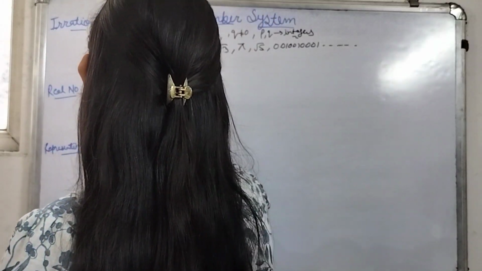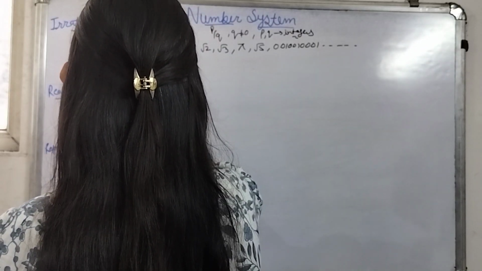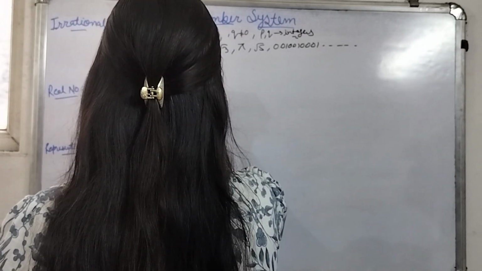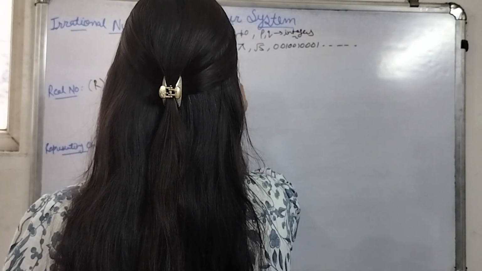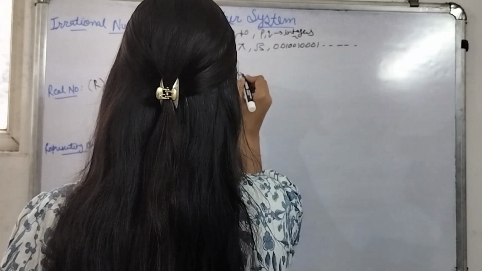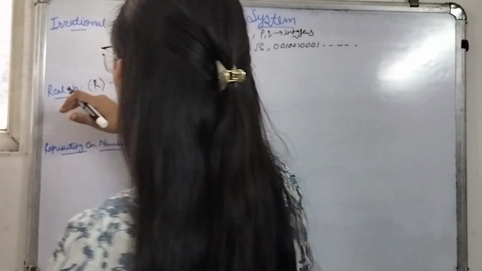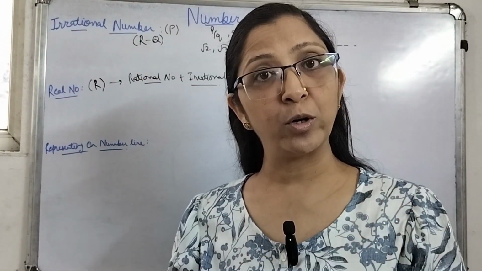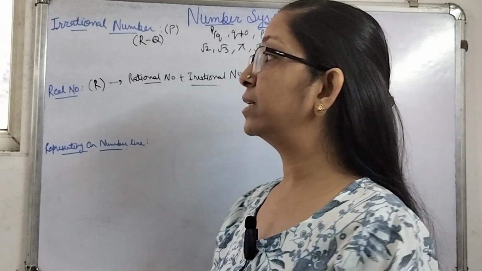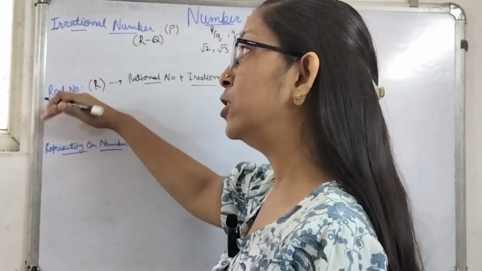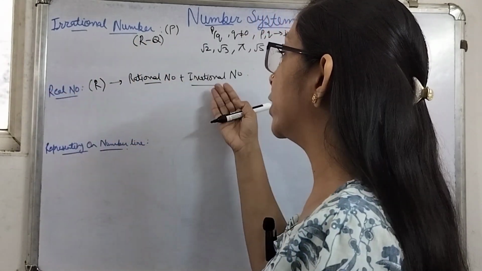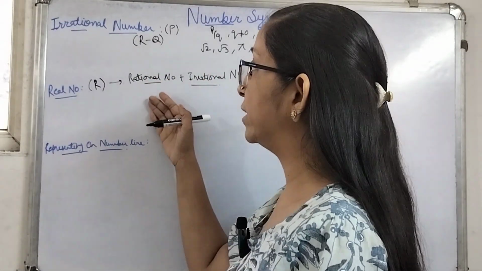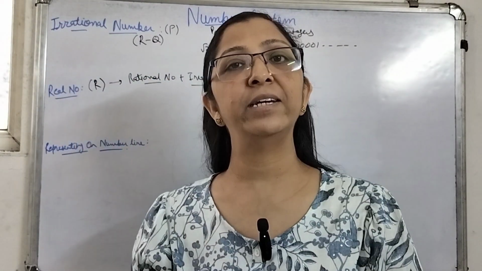So what are real numbers? Real numbers are the group of all the rational numbers and all the irrational numbers together. So whatsoever number is possible, all numbers come under the category of real numbers. A number will either be rational or irrational, and if we take all rational and all irrational numbers together, it makes a group of real numbers.